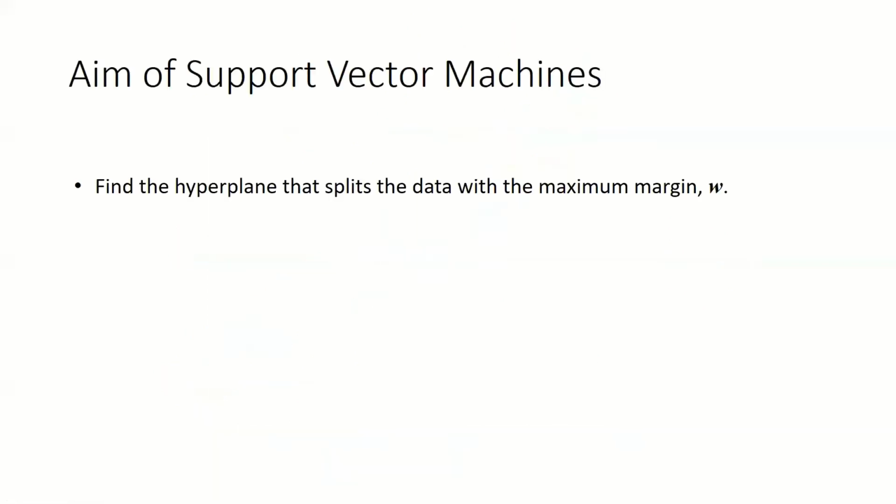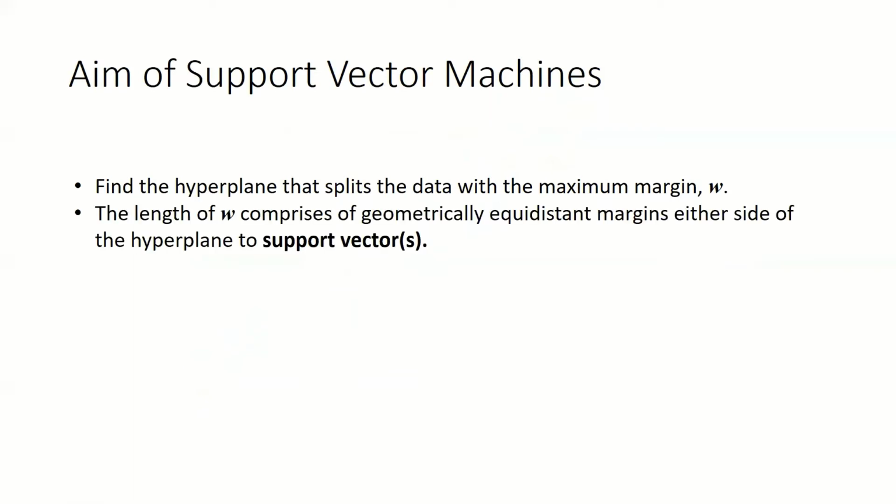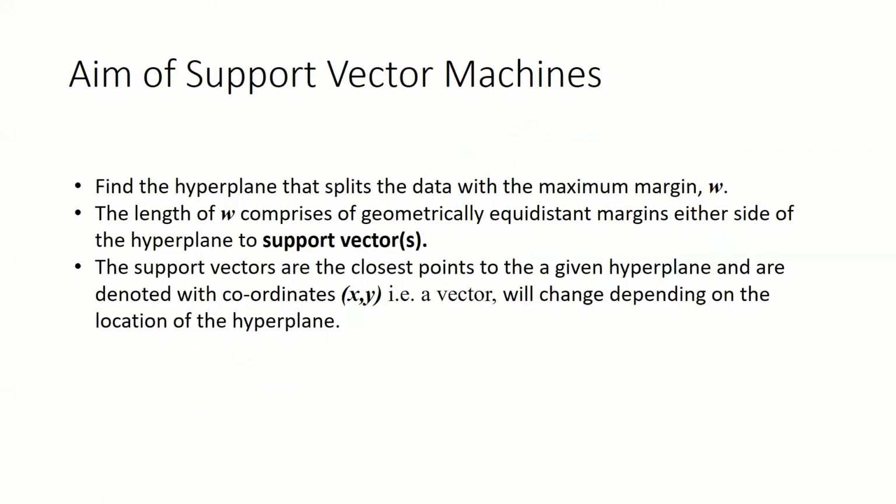And the aim is to find the hyperplane that splits the data with the maximum margin W. The length or width of W comprises geometrically equidistant margins either side of the hyperplane to the support vectors. The support vectors are the closest points to a given hyperplane and are denoted with the coordinates xy, which is an xy space, i.e. a vector. So this is where support vector machines come from.